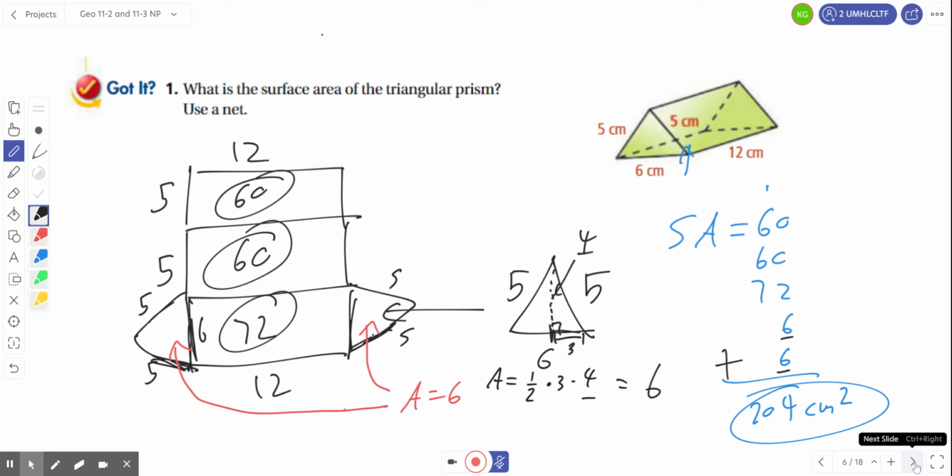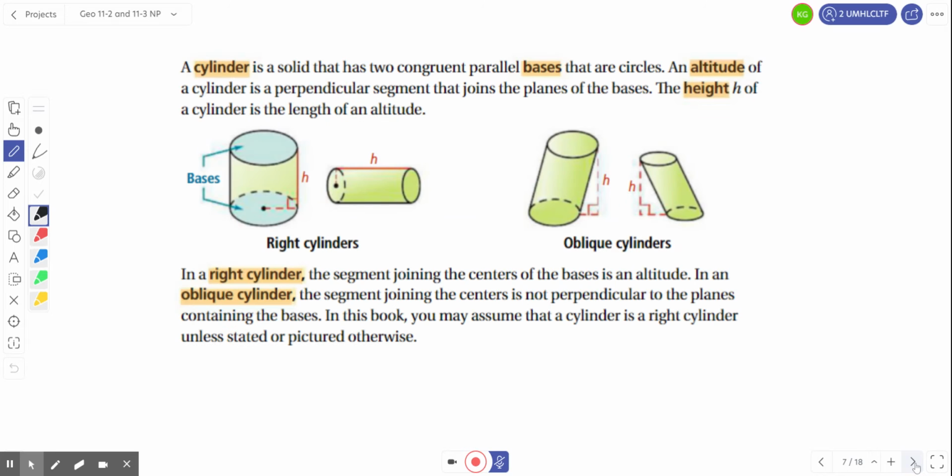All right, going forward. All right, so now we're going to look at cylinders. Cylinders are a lot like prisms. They have 2 congruent parallel bases, but in this case they are circles. An altitude of a cylinder is the perpendicular segment that joins the bases, so it is how tall it is, or how long it is if that cylinder happens to be on a side.